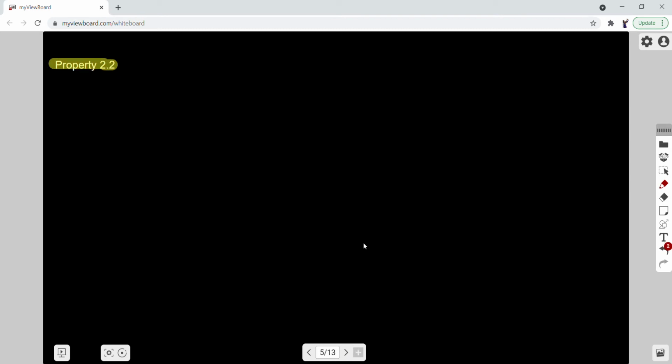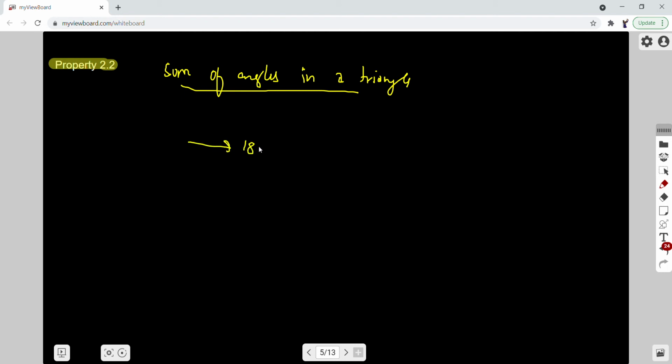So now let's go to property 2.1. So the property 2.1 is the sum of angles in a triangle. So what is the sum of all the angles in a triangle? It is obviously 180 degrees. Yeah, it's 180 degrees, but most of us have no idea to prove it. So let me prove it.